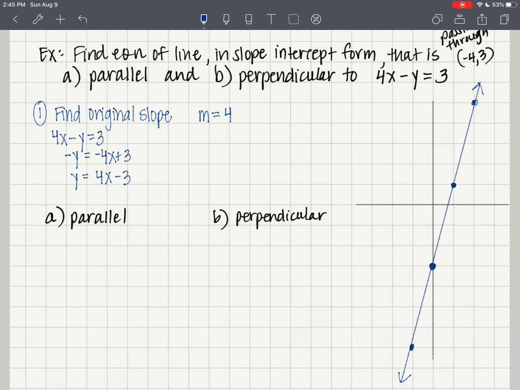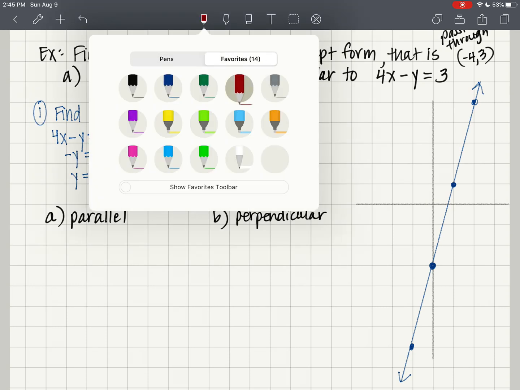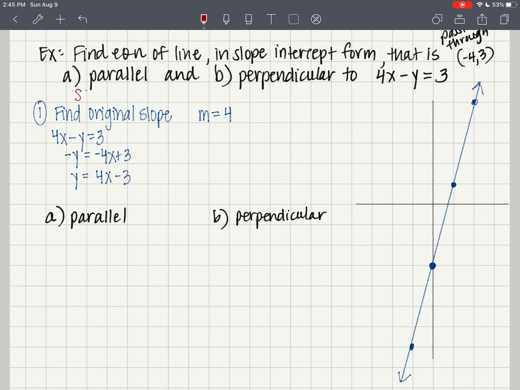We want to find a line parallel. Well, knowing that parallel means that you will have lines that never intersect, we can use this graph and we can find that parallel line. How would I find a parallel line? Well, a parallel slope is going to be the same. So parallel lines have the same slope. Perpendicular lines have opposite reciprocal slopes.